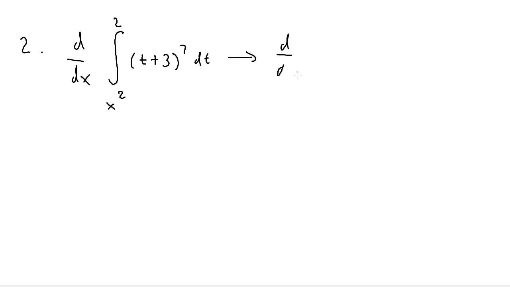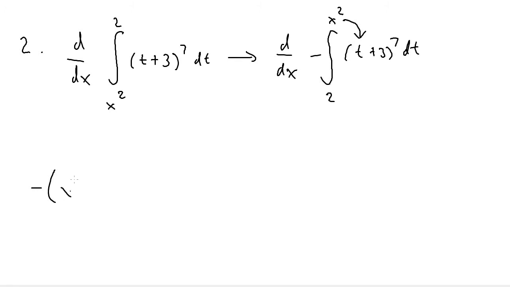So we can say the derivative of the integral from 2 to x squared of t plus 3 to the 7th dt, and since we flipped the bounds, we make it negative. Now to evaluate, I can plug in x squared for t and multiply by u prime. So we get negative x squared plus 3 to the 7th power multiplied by the derivative of x squared, which is 2x. So the final answer will be negative 2x times x squared plus 3 to the 7th power.